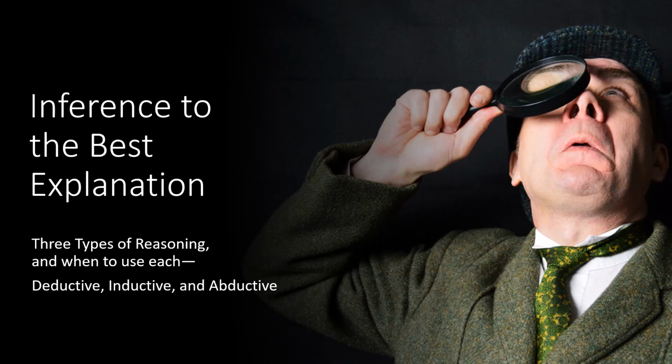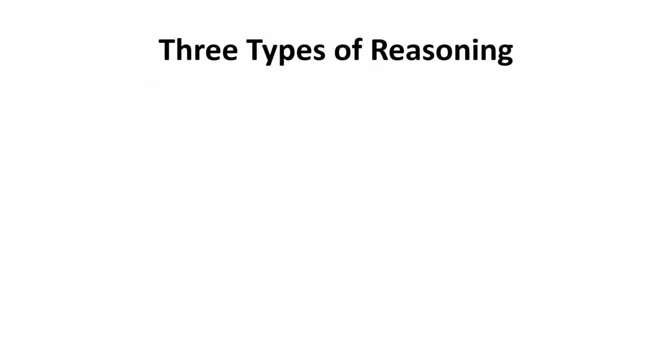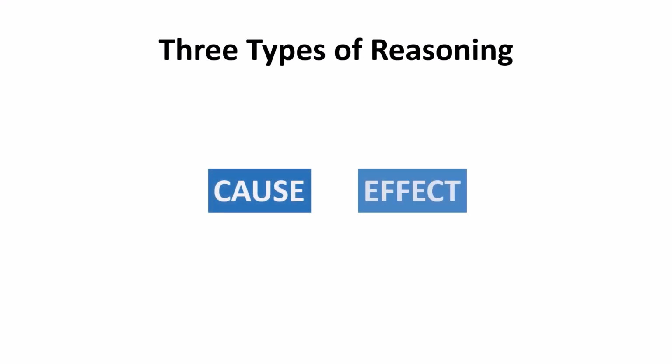Inference to the best explanation is not only good for solving crimes, it's good in everyday life. So, in order to consider this concept, let's look at the three types of reasoning before we home in on this last method. Of the three types of reasoning, we need to consider three elements. First, there's a cause, and there's an effect, and we want to discover some type of relationship between the cause and the effect. Any two of these elements could be paired to discover the third.